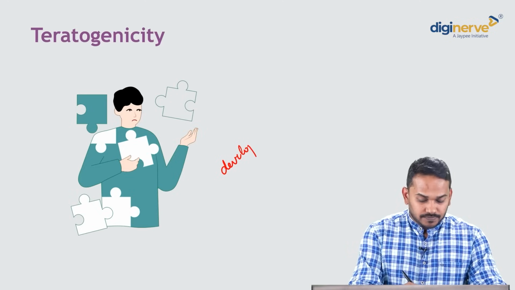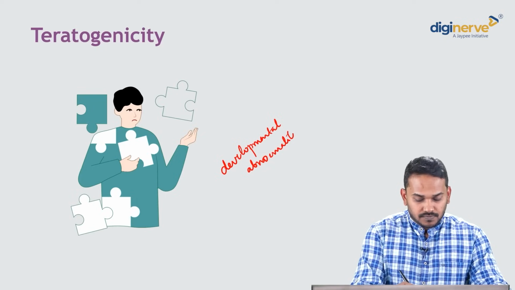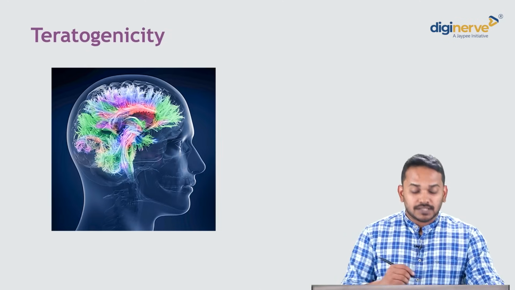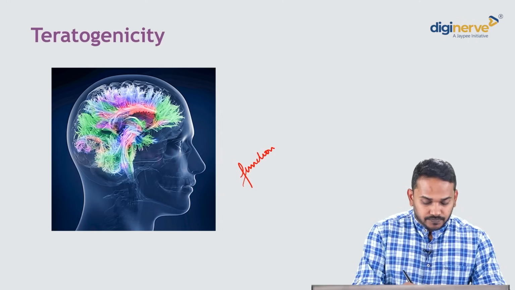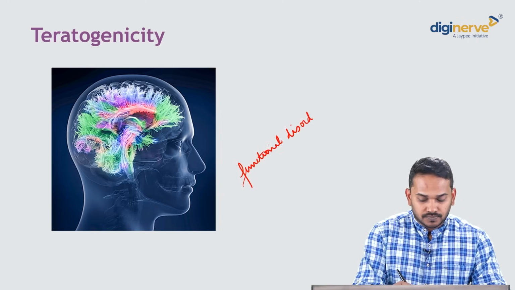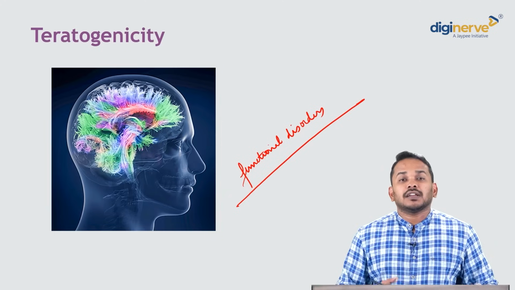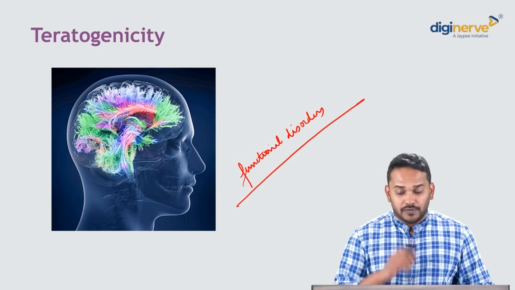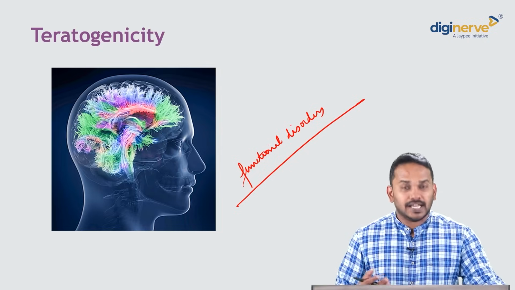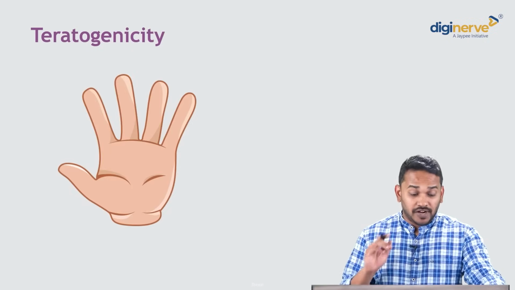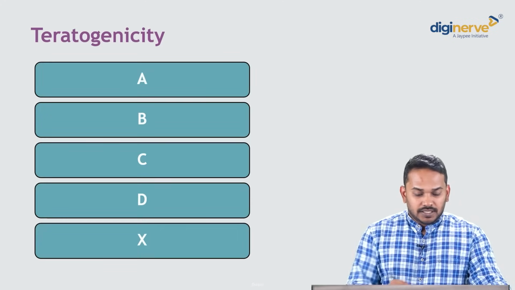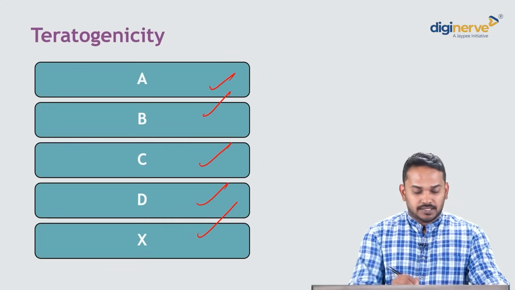If teratogenic drugs are administered after 56 days, it can result in developmental abnormalities, or it can result in functional disorders. So, whatever be the drug, it should be used very cautiously in pregnant women. Depending upon the teratogenic risk in pregnancy, drugs are classified into 5 classes, that is A, B, C, D and X.